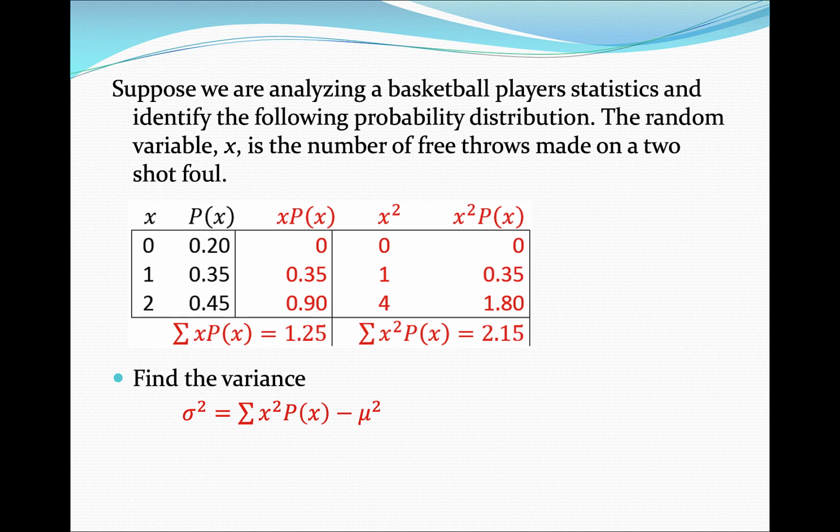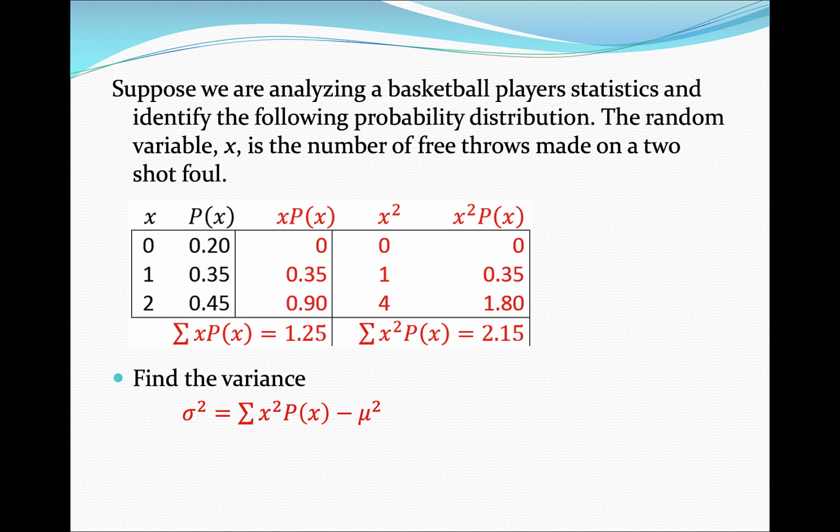So that means in that first row, you take 0 times 0.2 and get 0. You take 1 times 0.35 and you get 0.35. And you take 4 times 0.45. Make sure you see that 0.45 under the p of x; make sure you're looking at the right column. 4 times 0.45 gives you 1.80. And then when you sum those, you'll get the sum of x squared times p of x, which is what we want here. That works out to be 2.15.